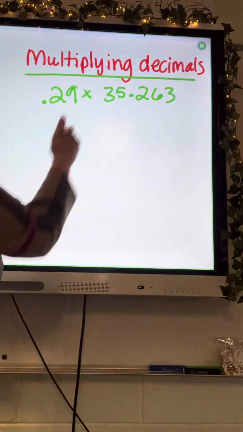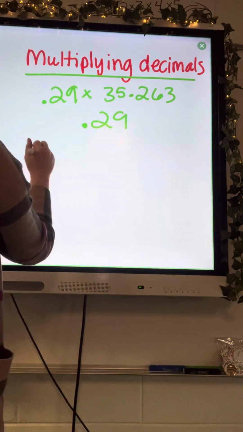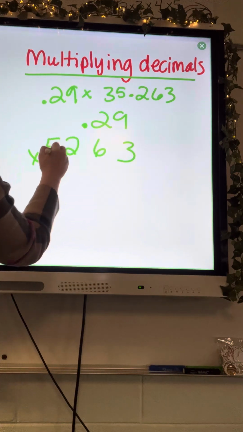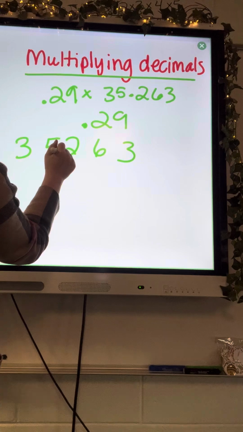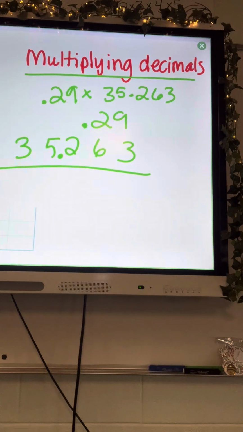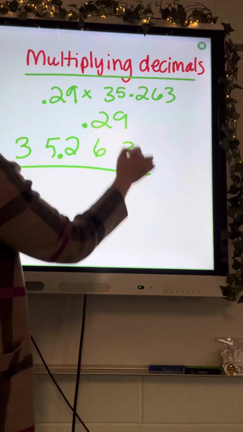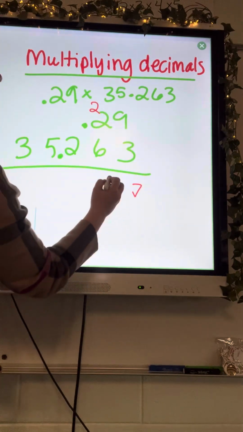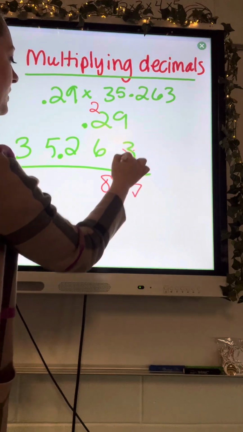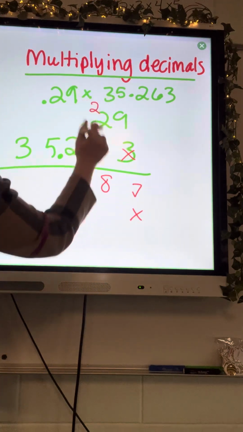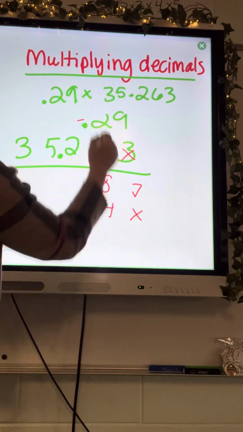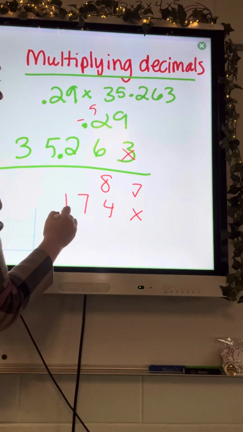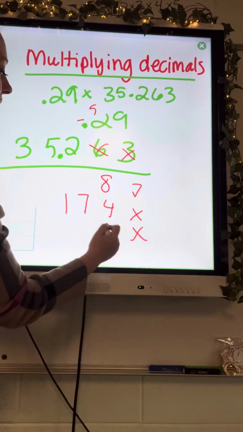So if you set it up like this, 0.29 times, right? It's going to look like this. I don't even know if I'll have enough space. 3 times 9 is 27. 3 times 2 is 6 plus 2 is 8. Done with that, I put an X. 6 times 9, 54. 6 times 2 is 12. Plus 5 is 17. I have 2 X's, I put 2.